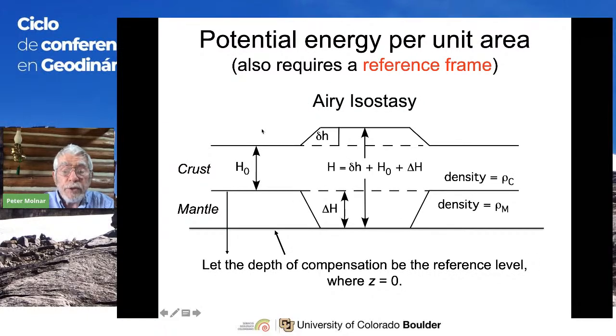So let's compare the situation of a high range, where this is a high plateau or a mountain range. Its height is Δh, and it's got a crustal root down here of big ΔH. The depth of compensation is at the bottom in this area. Let the depth of compensation be the reference level where z equals 0. So here, z equals 0 is down at this point, and z will increase upward in the case that I consider here. I've changed slides, so I'm worried that I may have made a mistake, but that's what I'm going to assume.